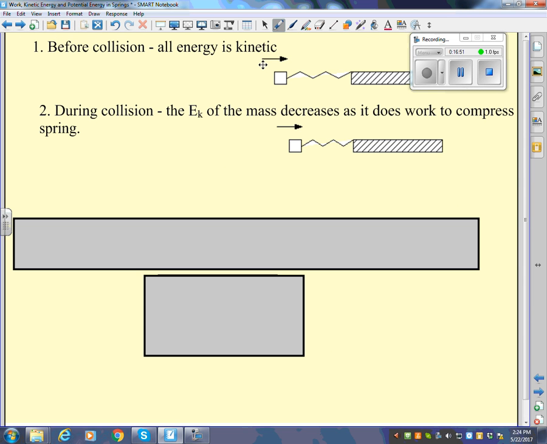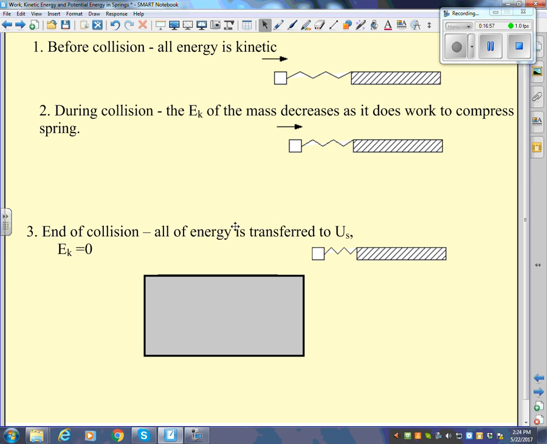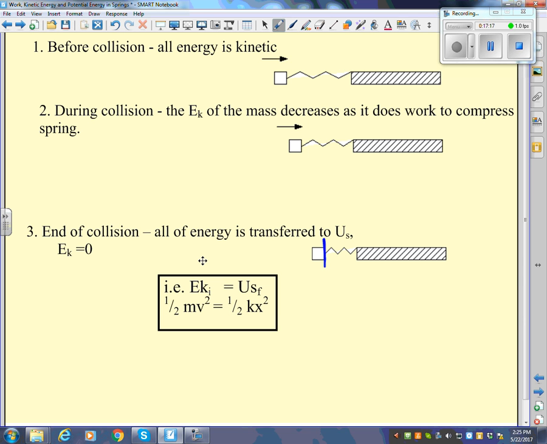Okay, this is just a review, a replay here of what I had in the previous screen, just so we can compare it all together. What happens at the end? So at the end of the collision, all of the energy is transferred to potential energy. This is now the end. You can see that the box is no longer moving. There's no arrow. The spring is even more compressed. At the end of the collision, all of the energy is transferred to the spring, and the kinetic energy is 0. In other words, the initial kinetic energy, EKI, is equal to the final spring energy. Or in other words, 1/2 mv squared is equal to 1/2 kx squared. I'd suggest you pause there for a moment and just think about that for a second.